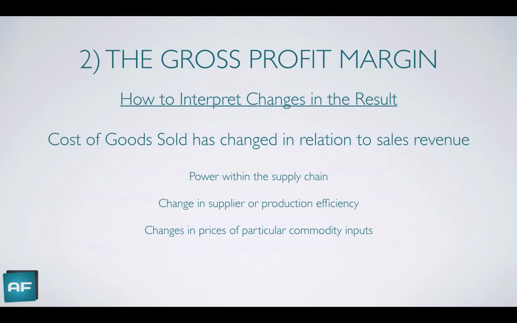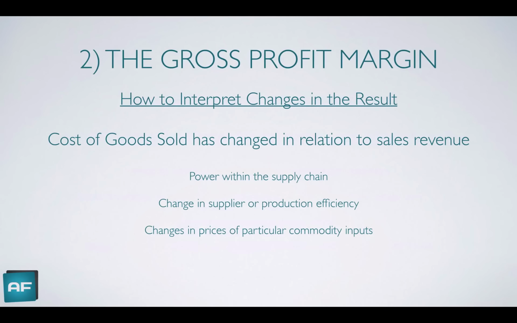Or cost of goods sold, alternatively, has changed in relation to sales revenue. This could have to do with power in the supply chain. The example that I always use is Walmart. Walmart has a lot of power in the supply chain, and it can drive down its cost of goods sold, its cost of inventory, because of its power. The flip side is if you have no power in the supply chain, your suppliers might be able to increase their prices, and you have no choice, and your cost of goods sold could increase.